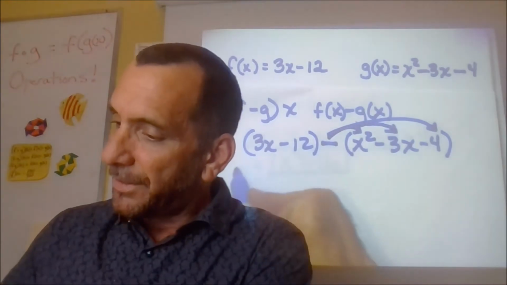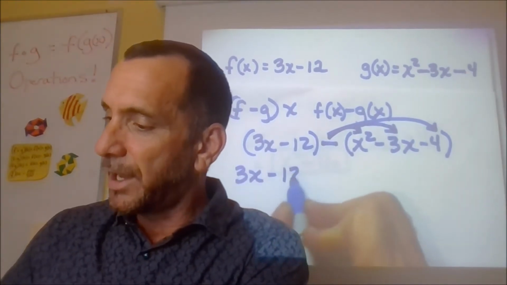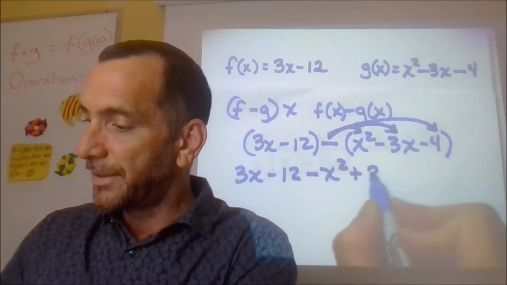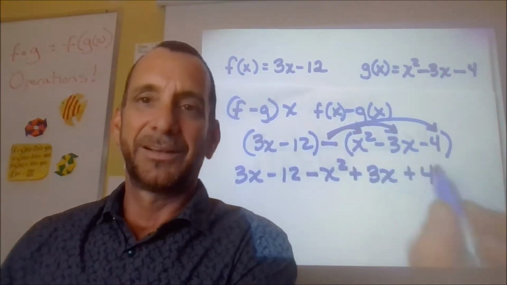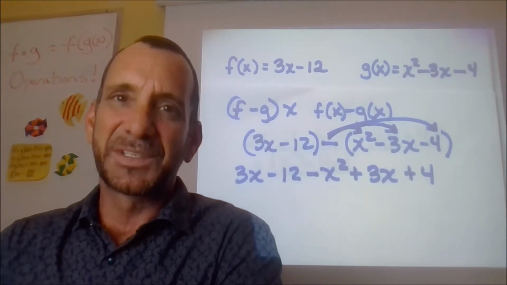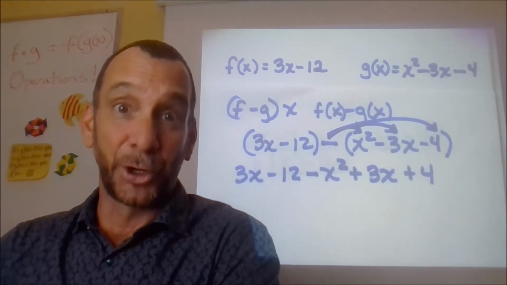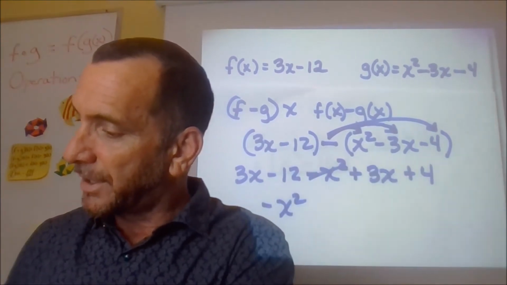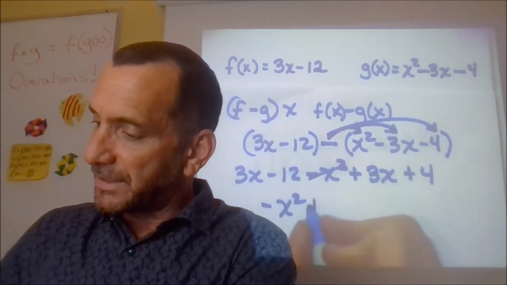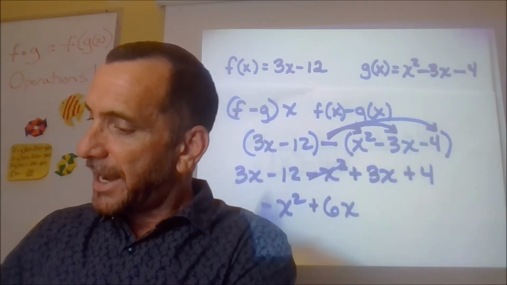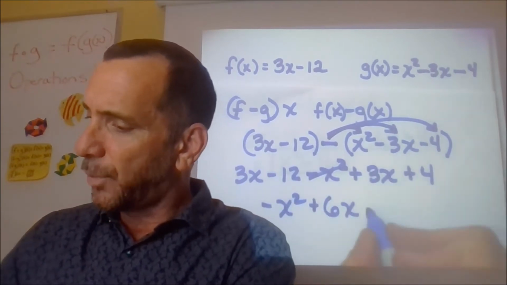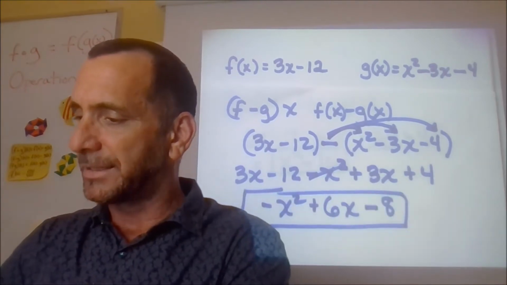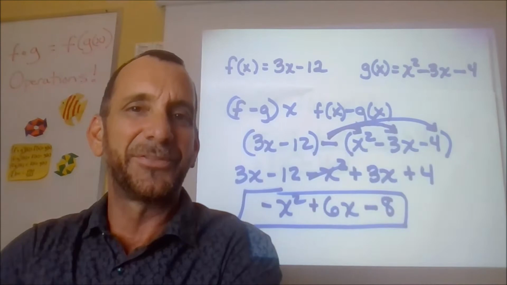So let's do it. 3x minus 12 minus x squared plus 3x plus 4. Let's do some combining of like terms. Here we go. Negative x squared. Got that one done. 3x plus 3x is plus 6x. And negative 12 plus 4 is a negative 8. We have just subtracted g of x from f of x.